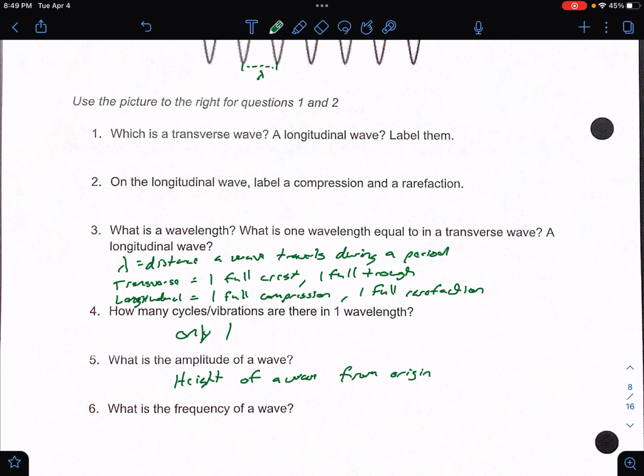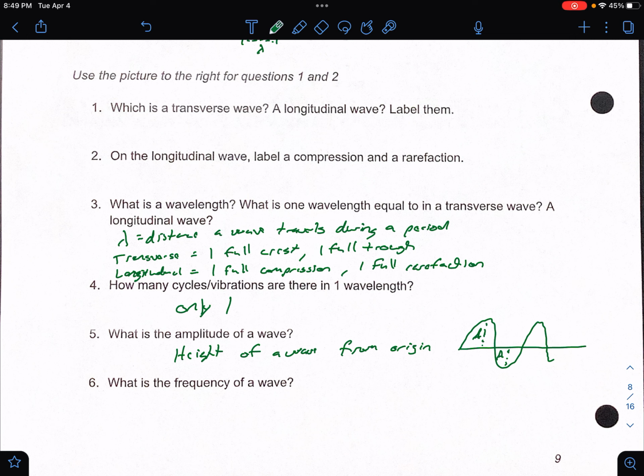So if I were to draw basically a line right here, there's my origin, and my wave looks like this. Okay, that amplitude can either be from the top to the middle point, or it can be midpoint to the bottom. Either one will work. So either one of those are amplitudes.